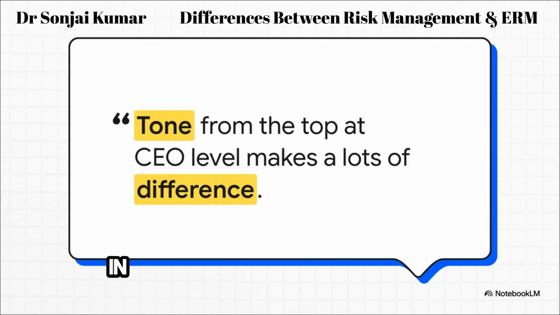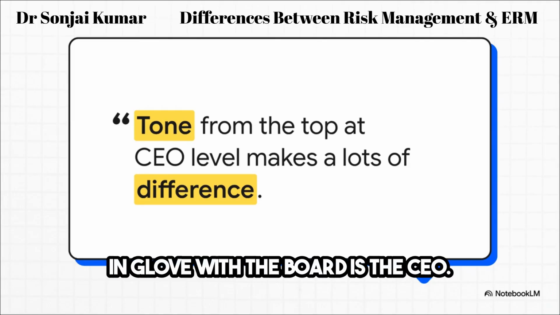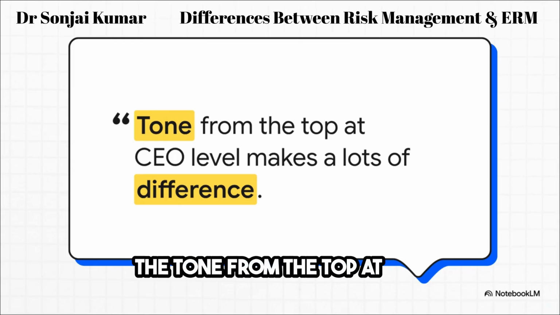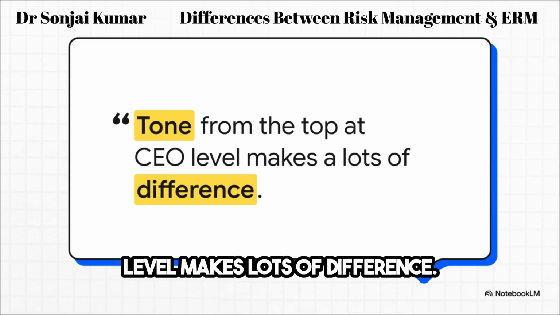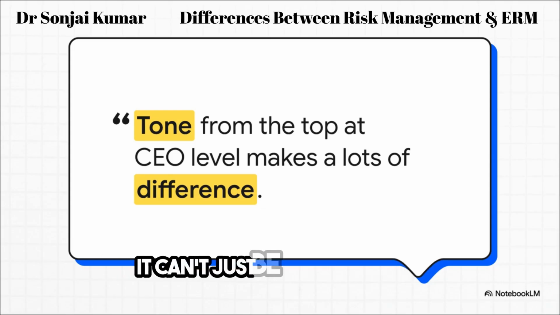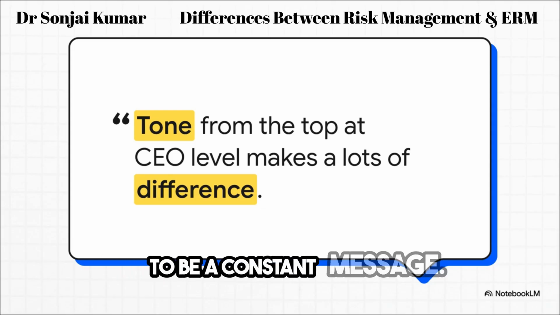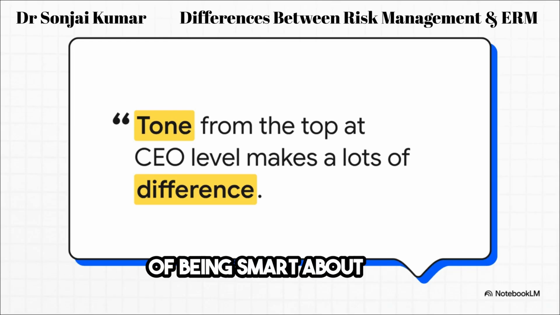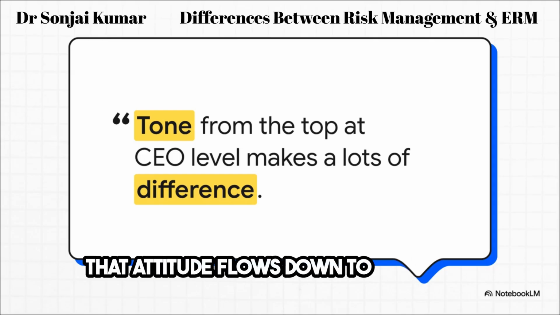And working hand in glove with the board is the CEO. The source material says it perfectly: the tone from the top at CEO level makes lots of difference. It's so true. It can't just be a memo. It has to be a constant message. When the CEO truly champions a culture of being smart about risk, that attitude flows down to everyone.